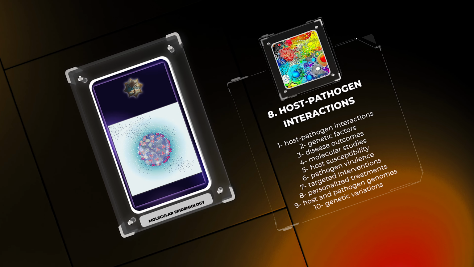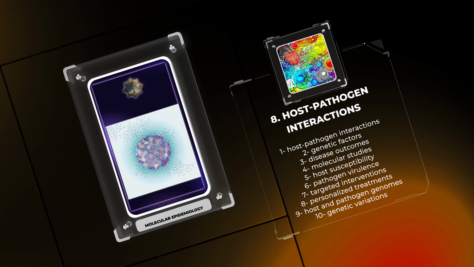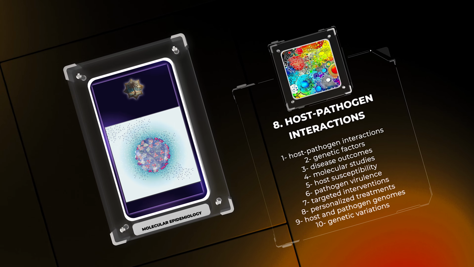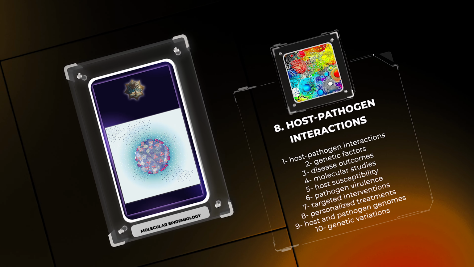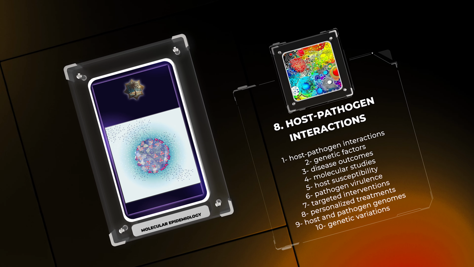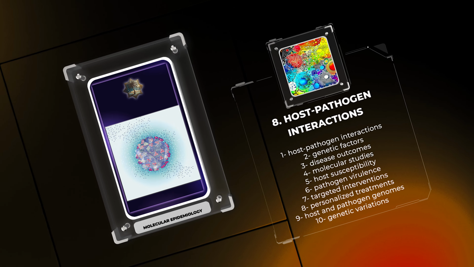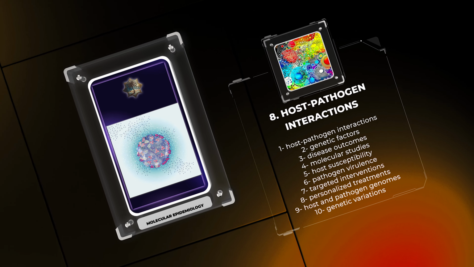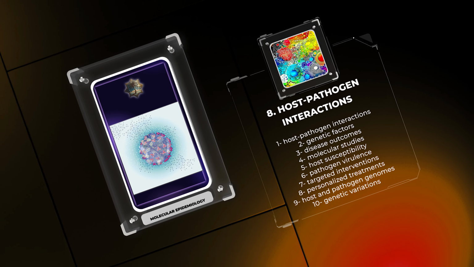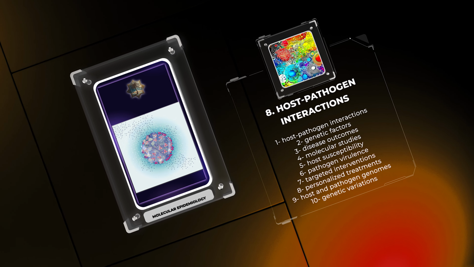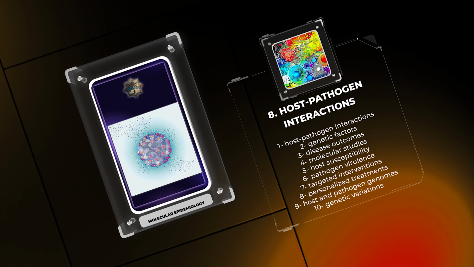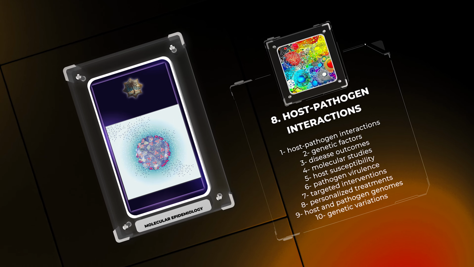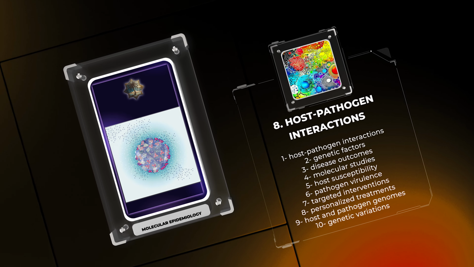Molecular studies help us understand how host susceptibility and pathogen virulence are determined, leading to targeted interventions and personalized treatments. Analyzing host and pathogen genomes identifies specific genetic variations that impact susceptibility. Additionally, understanding pathogen virulence at a molecular level allows for the development of therapeutics that target key genetic factors, potentially reducing the impact of infectious diseases.